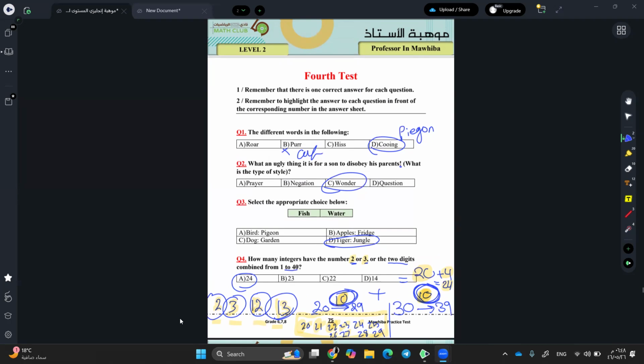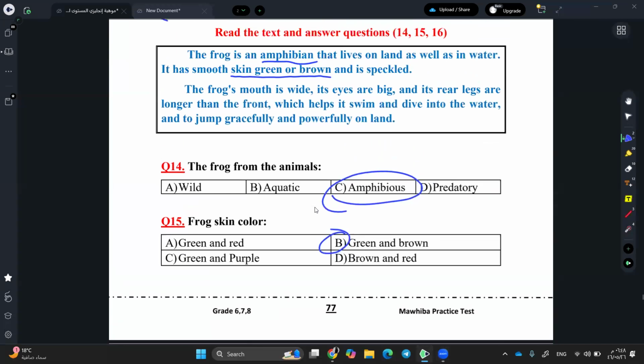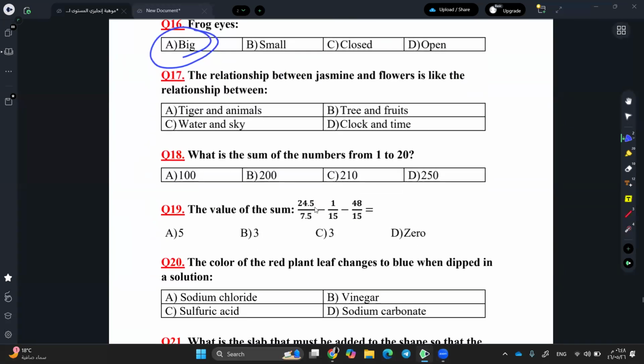Okay. For question number 16 and 17. Yalla Jana, 16 and 17. Frog eyes are big. Excellent. Frog eyes are big, like here on its eye are big. Okay, and then 17. The relationship between jasmine and flowers is like the relationship between D.